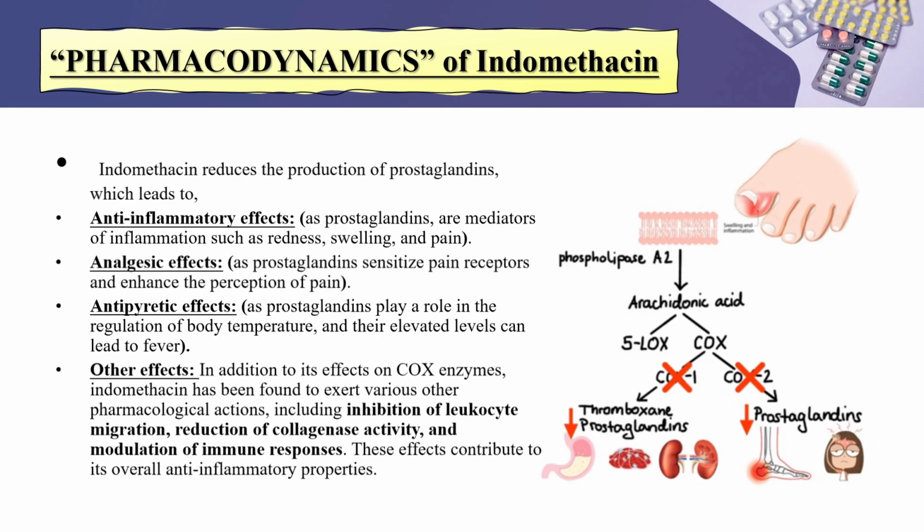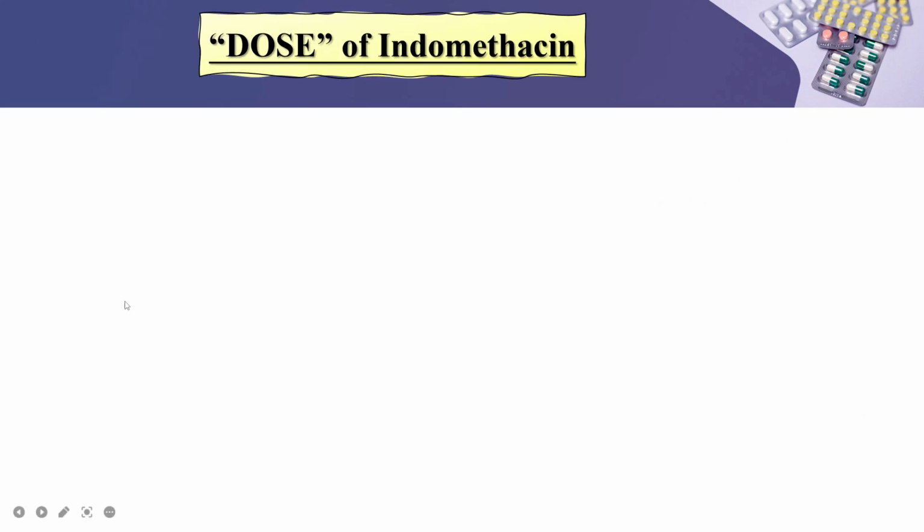Next is reduction of collagenase activity. Collagenase is an enzyme that breaks down collagen. Collagen is a structural protein in connective tissue, tendons, cartilage, and skin. Excessive collagenase results in tissue destruction and degradation that is often seen in rheumatoid arthritis. So indomethacin basically reduces collagenase activity. It actually inhibits the collagenase enzyme.